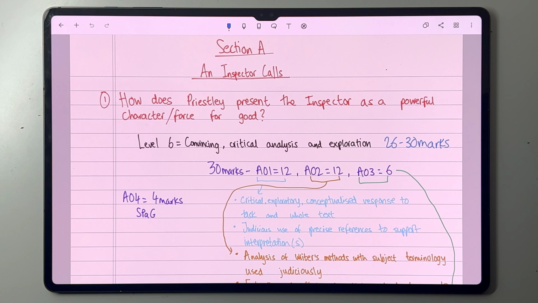Today we are looking at the GCSE English Literature, Paper 2. Now this is being sat next week, in fact on Wednesday, and what I wanted to do is go over the predicted questions for Paper 2.